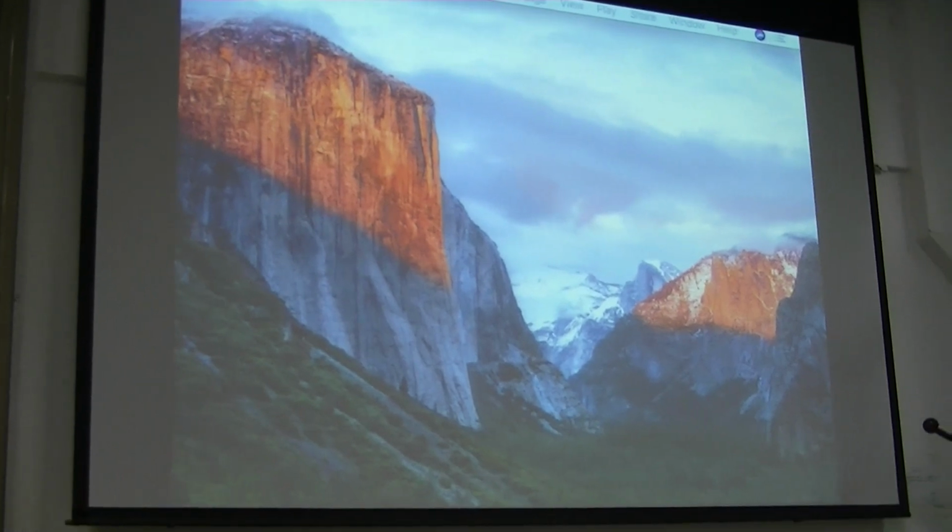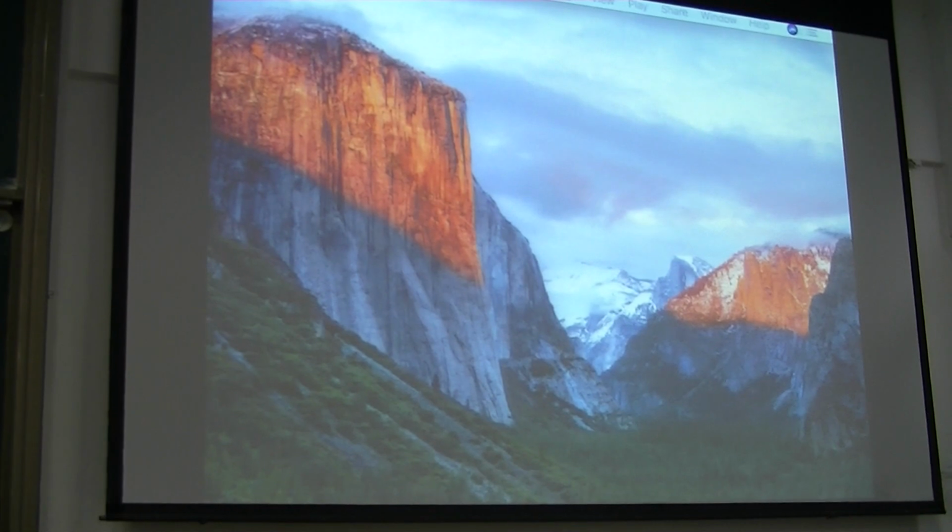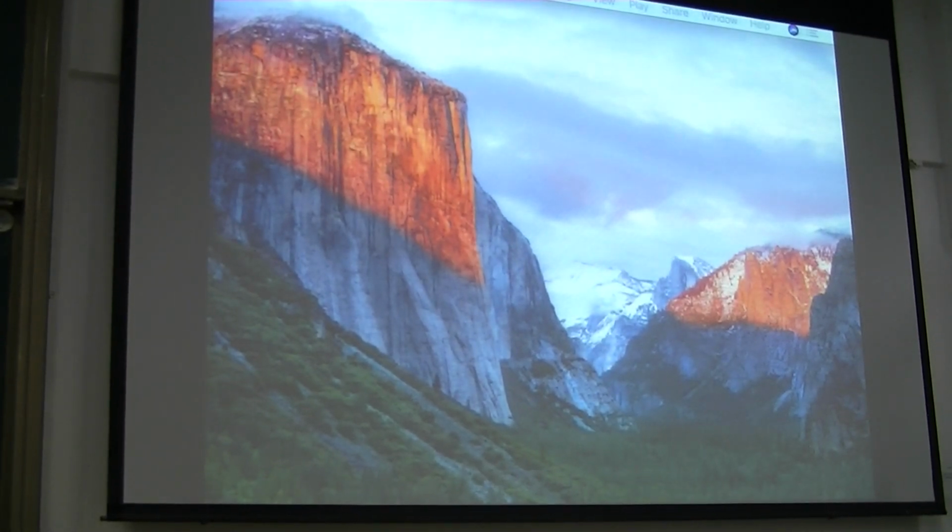Okay. Maybe I could show you some phase diagram before I show you this.